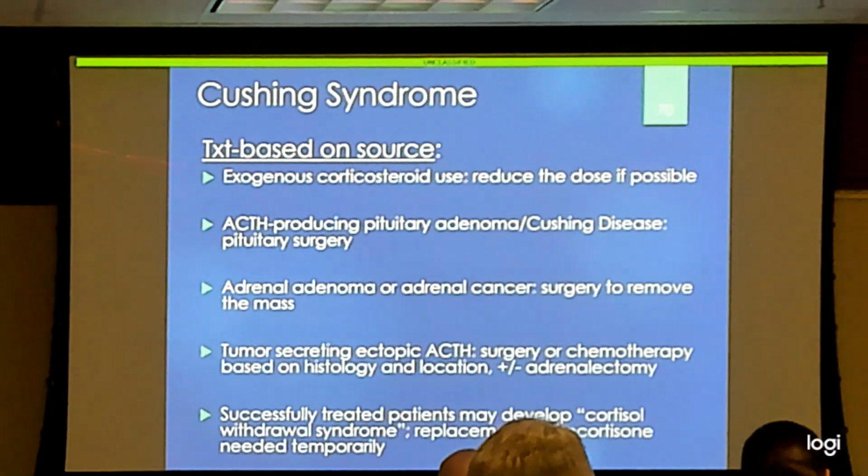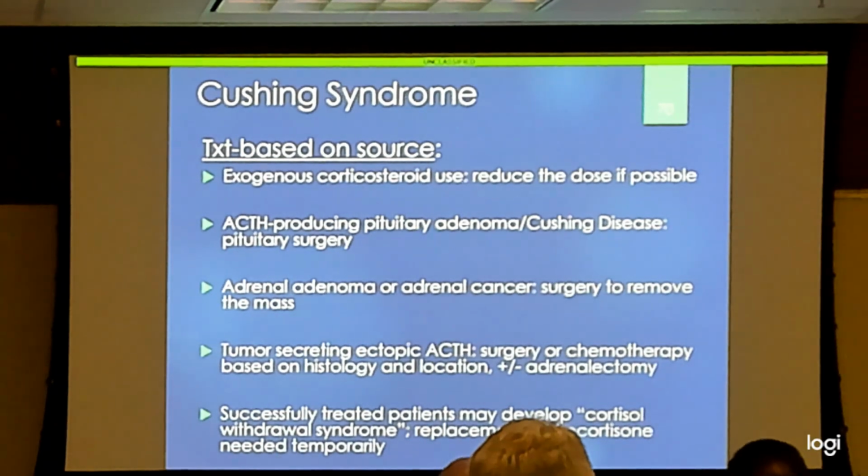A lot of times with transplants, it's not possible. You cannot reduce the dose. They're going to be 100% Cushing's patients. That's what it is. So we talked about this. ACTH-producing pituitary adenoma, also known as Cushing disease. What are you going to do for that? Surgery. Yeah, exactly. Transsphenoidal surgery. Good job.